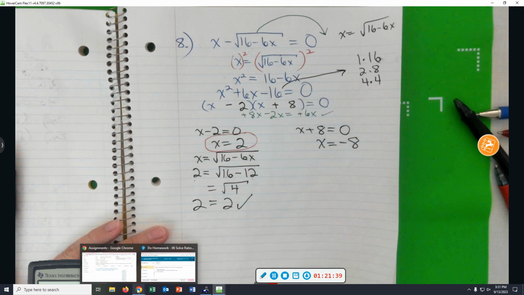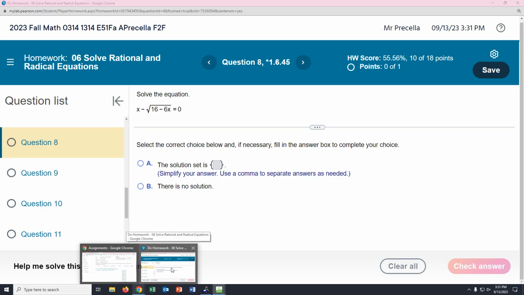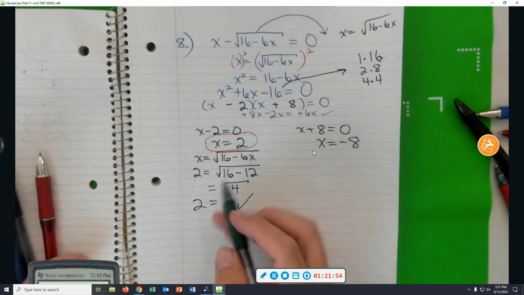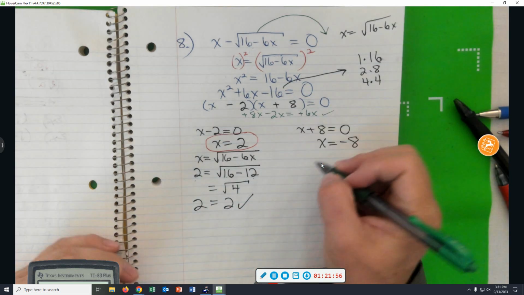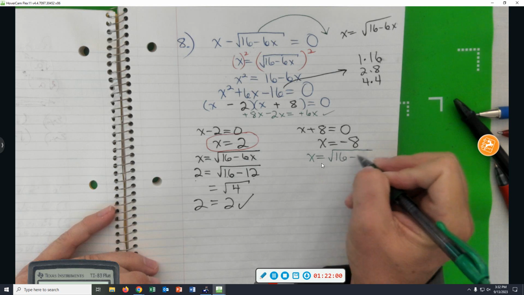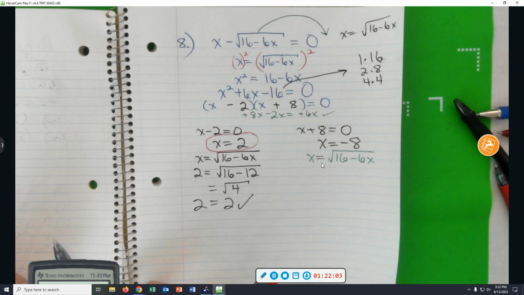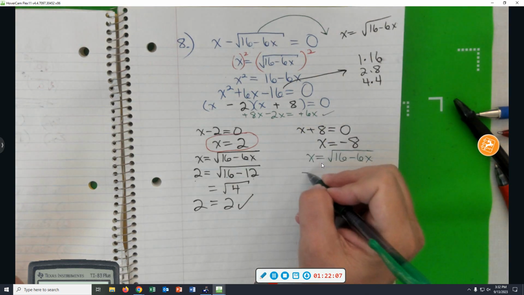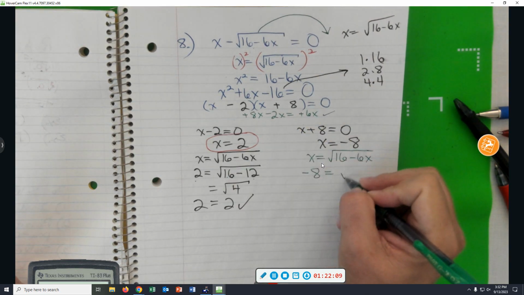You will certainly not be choosing the no solution answer, part B. Okay? So your answer is going to be part A. You either type in 2 and negative 8 or just 2. Let's check with negative 8. So we're plugging it in right here in the original: x equals the square root of 16 minus 6x. I plug in the negative 8 for x equals the square root.